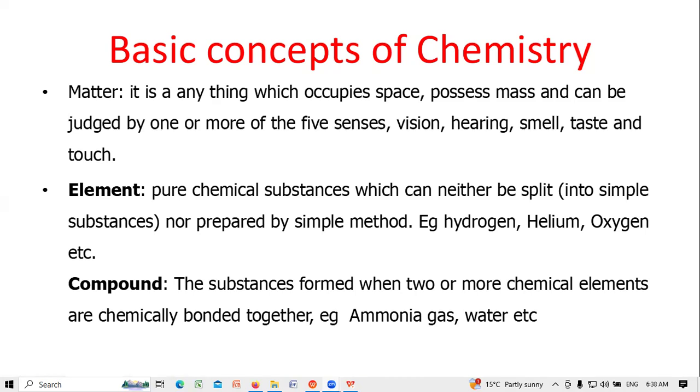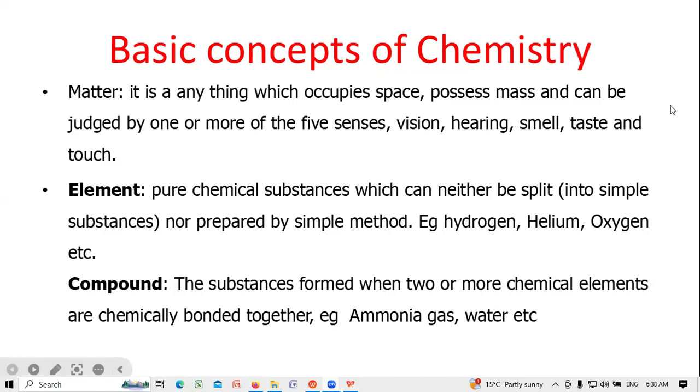Element: a pure chemical substance which can neither be split into simpler substances nor prepared by a simple method. For example, hydrogen, helium, oxygen, etc. are elements. Naturally, there are 92 elements in nature.